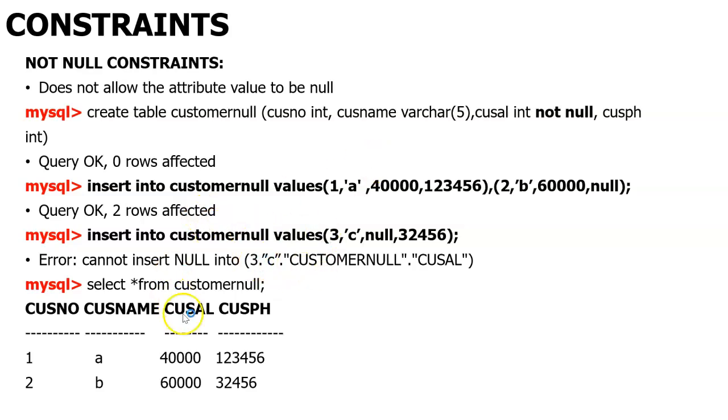Now moving on to the next one, insert into customer_null values 3, where 3 is the customer number, C is the customer name, null is the customer salary and some number in customer phone. This will throw an error because for customer salary I have given not null, but I have given null here. So it will not accept it. So this becomes an error here. So this is how the not null constraint will work.